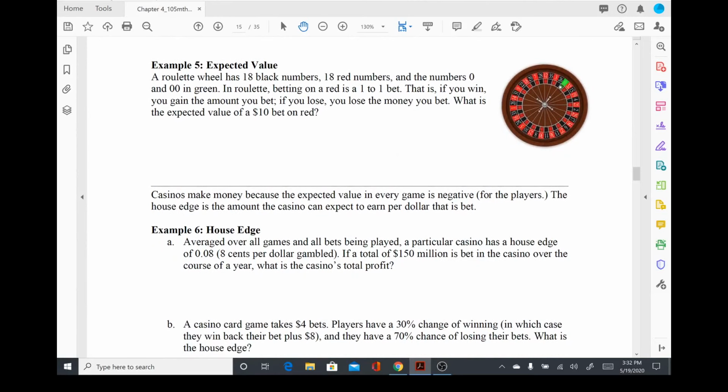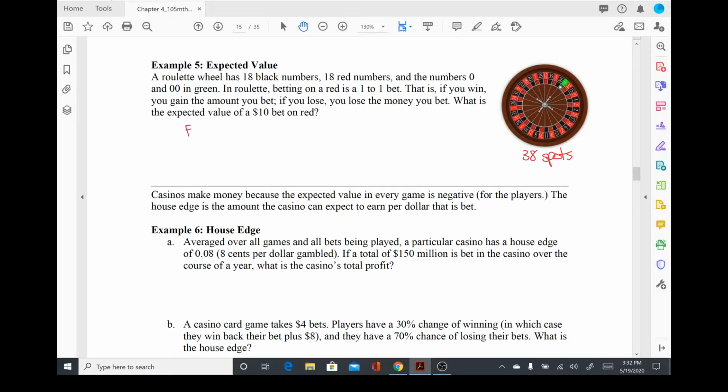A roulette wheel has 18 black numbers, 18 red numbers, and the numbers 0 and 00 in green. Well, first thing I want to figure out is how many numbers total is that? All right, so we have 38 spots. Some of them are black, some of them are red, 2 of them are green. In roulette, betting on red is a 1-to-1 bet. That is, if you win, you gain the amount that you bet. If you lose, you lose the money that you bet. What is the expected value of a $10 bet on red?